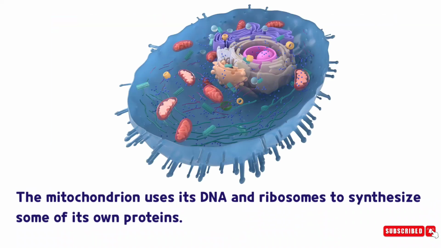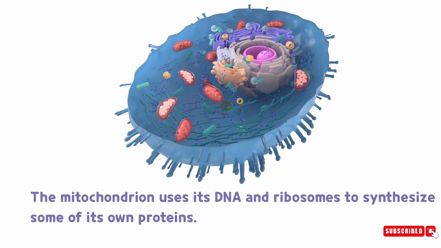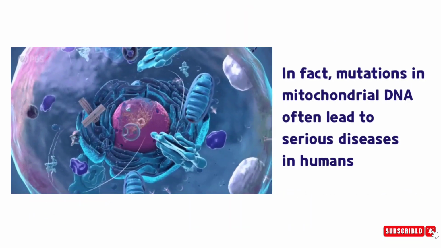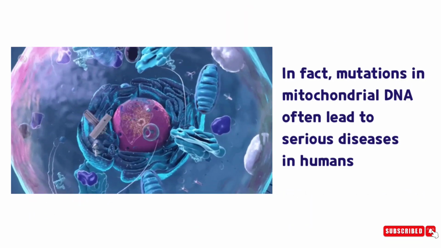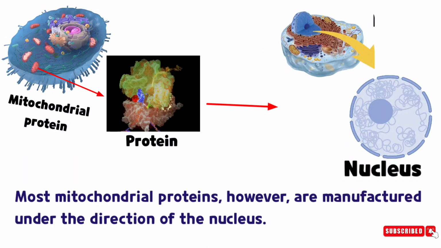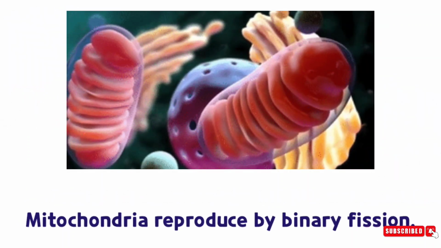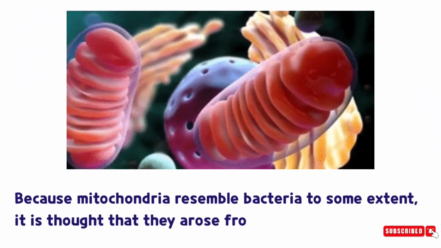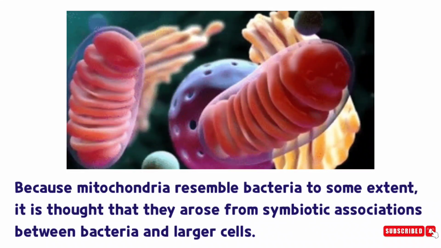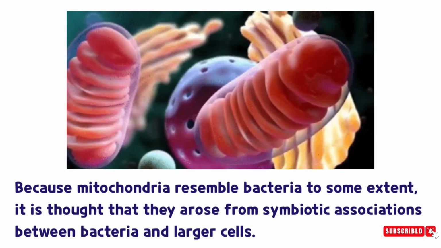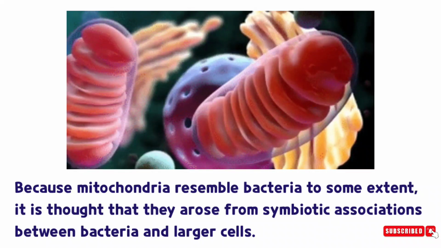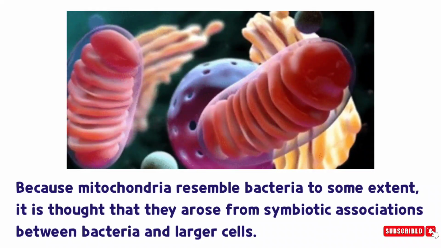The mitochondrion uses its DNA and ribosomes to synthesize some of its own proteins. In fact, mutations in mitochondrial DNA often lead to serious diseases in humans. Most mitochondrial proteins are manufactured under the direction of the nucleus. Mitochondria reproduce by binary fission. Because mitochondria resemble bacteria to some extent, it is thought that they arose from a symbiotic association between bacteria and larger cells.